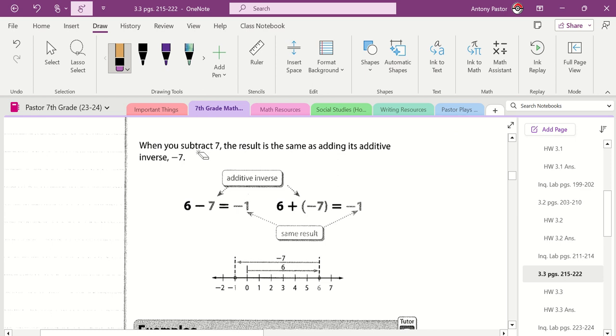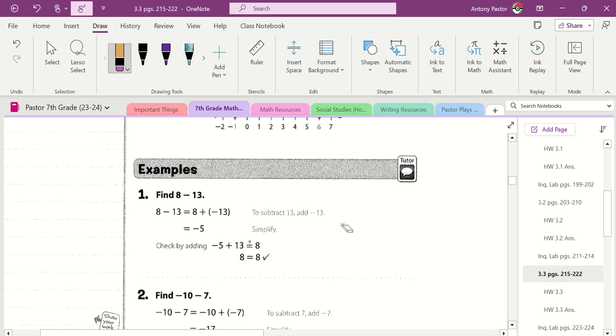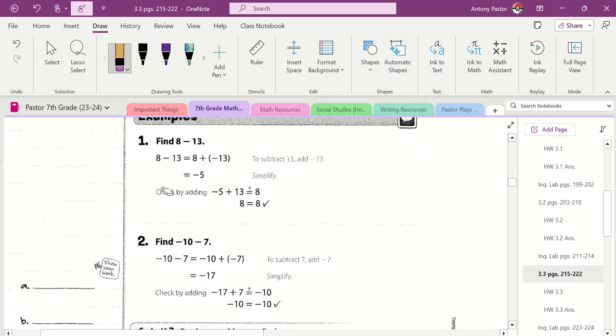When you subtract 7, the result is the same as adding its additive inverse, negative 7. So 6 minus 7 is the same thing as 6 plus negative 7. They're both going to be negative 1. Find 8 minus 13, the same thing as saying 8 plus negative 13. The answer is going to be negative 5.